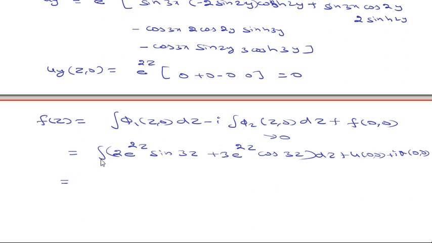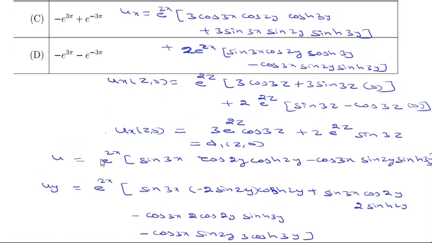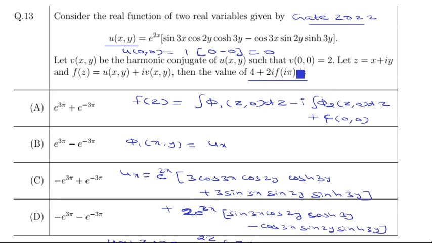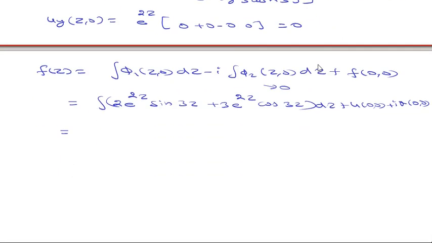So this is equal to, we have to integrate. So before that we find u of 0 comma 0. So this is u of 0 comma 0 is e power 0 is 1. So 1 times sin 0 is 0, and here we have sin y. So this is equal to 0. So u of 0 comma 0 is 0, and v of 0 comma 0 is given as 2. So we will integrate this one. So this value is 0 plus 2y.